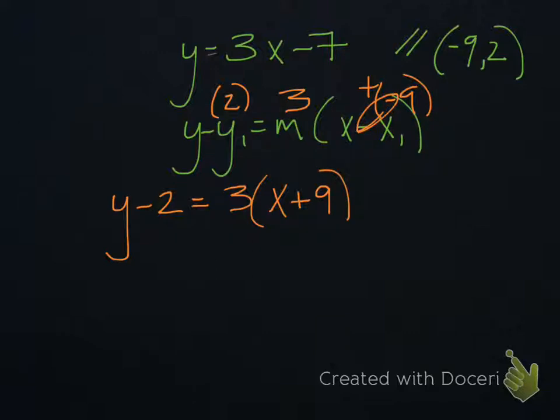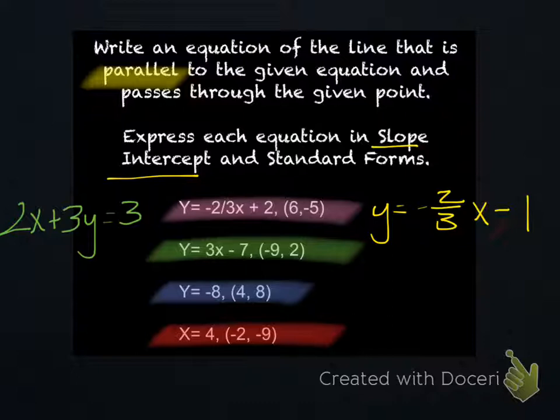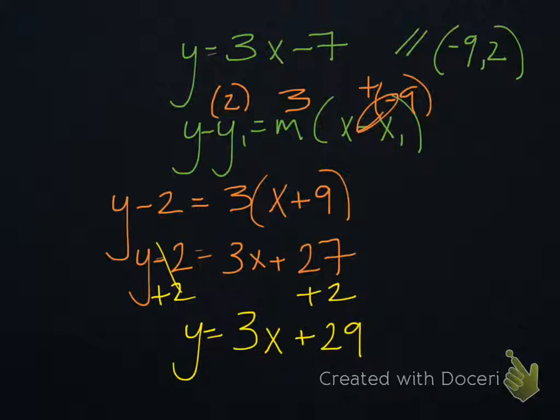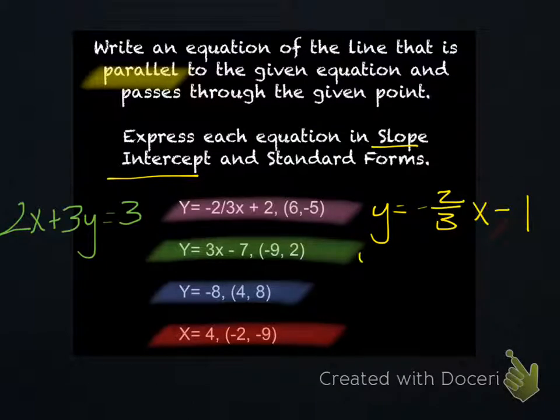And then we just go ahead and simplify. y minus 2 equals 3x plus 27. And now, from this form, we get our slope-intercept and our standard. This problem, I believe, is actually easier than the original one. On the other one, I had yellow for slope-intercept, so let's use yellow. I'm just going to add the 2 to both sides, and I'm done. y is equal to 3x plus 29. So that's my slope-intercept.